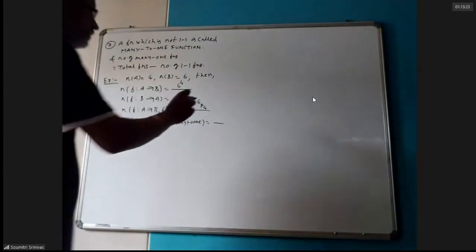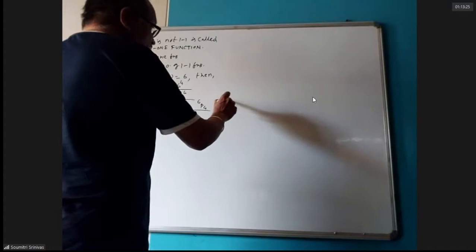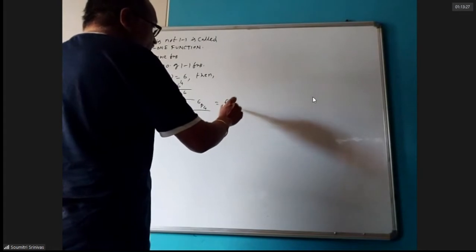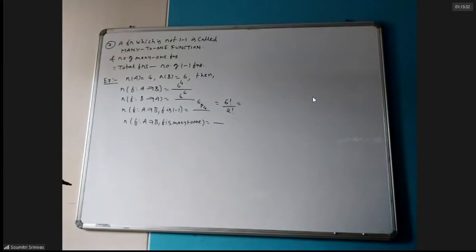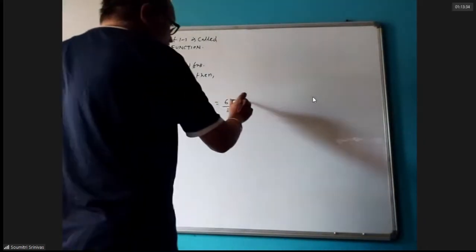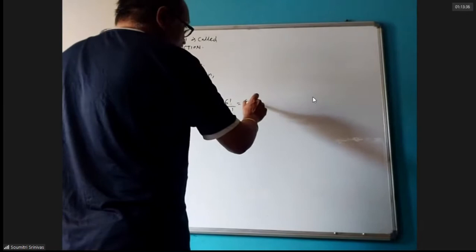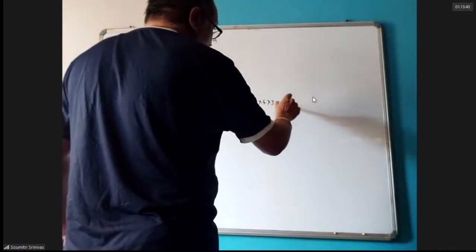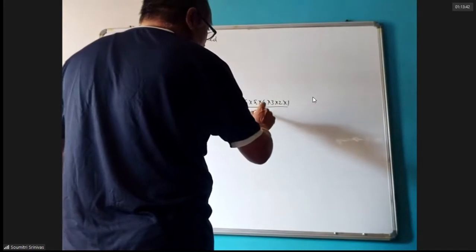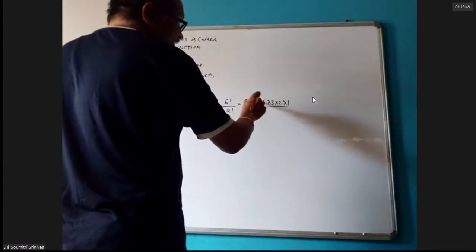64. What does 64 stand for? 6 factorial by factorial 6 minus 2 minus 4 factorial. Just leave it. 6 factorial will be 6 into 5 into 4 into 3 into 2 factorial. 5, 4, 3, 2, 1. 2 factorial is 2 into 1. I think 5, 4, 3, 2, 720, sir.